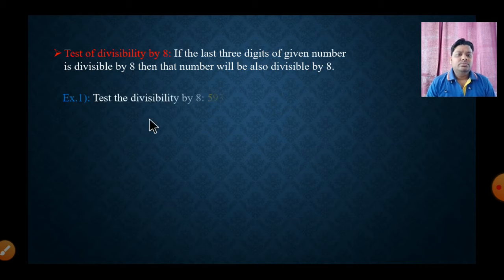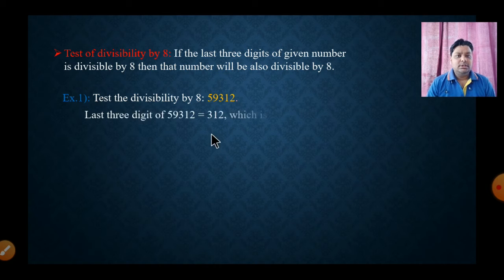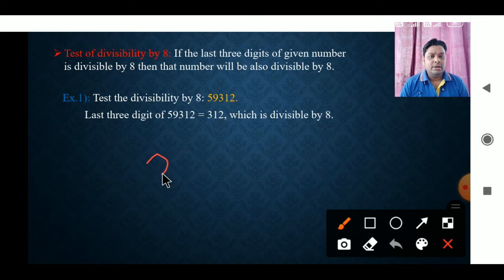Now you can see, test the divisibility by 8. 59312. Okay, now the last three digits are what? The last three digits, you can see, are 312. It is written clearly that it is divisible by 8. Let's check it also.